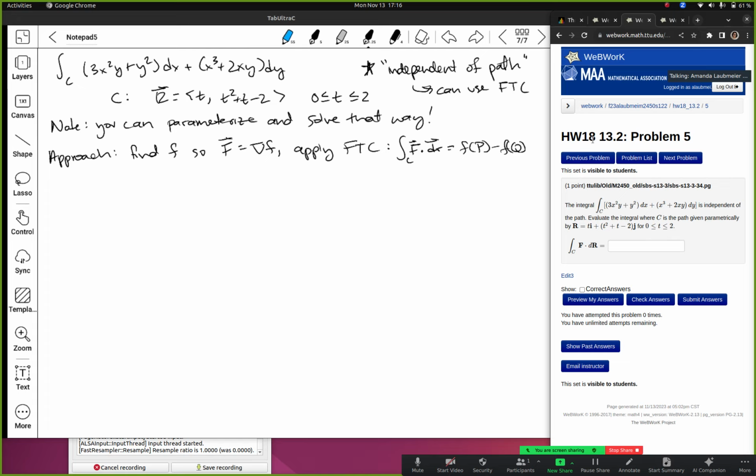And so that's that idea that if capital F is the gradient of little f, then we evaluate little f at the endpoints and take the difference to evaluate this integral. It's antiderivatives for line integrals. So in this case, big F is 3x squared y plus y squared, x cubed plus 2xy. I just read that off my dx and dy components here.